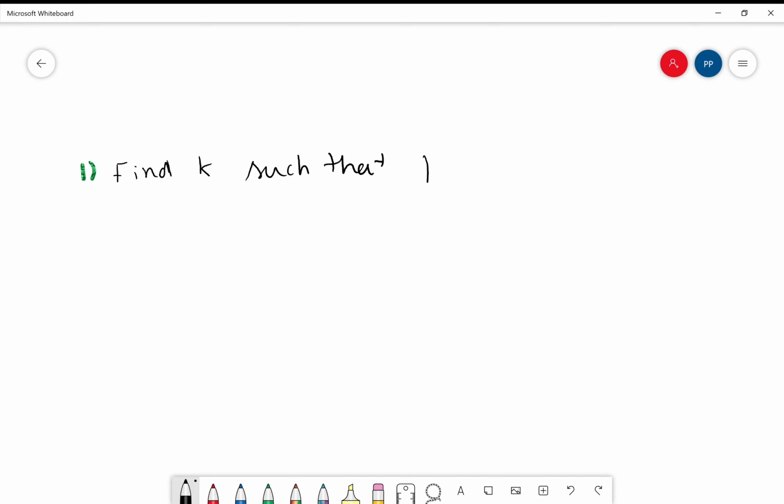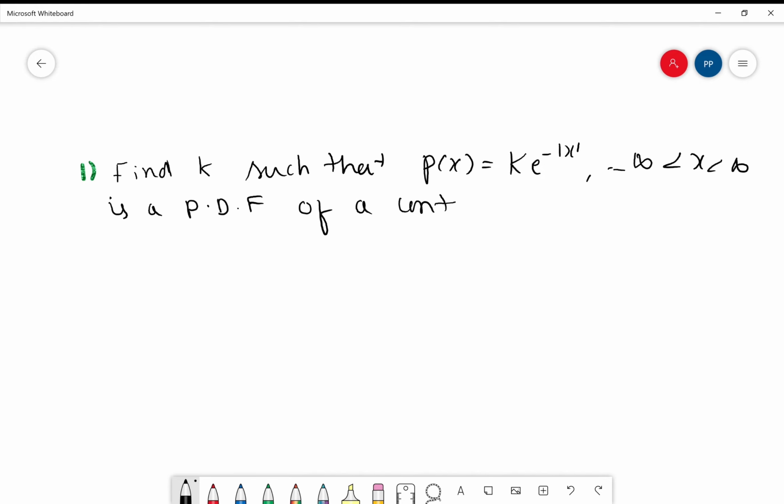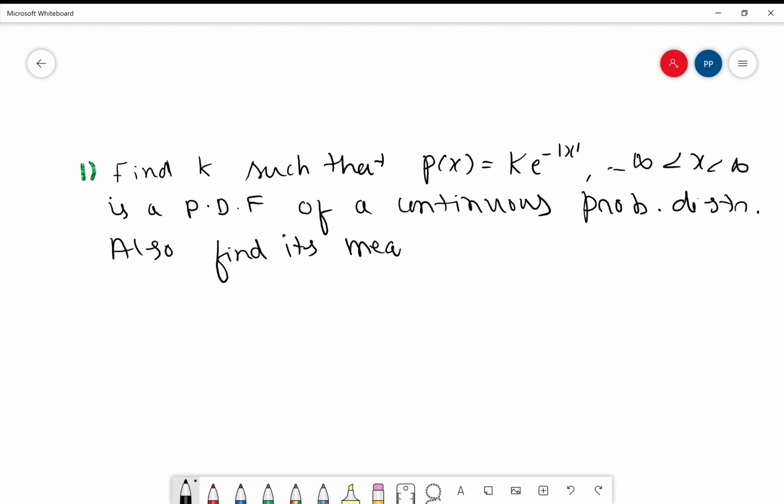Now, first problem is find k such that the function p of x equals k into e to the power of minus mod x, minus infinity less than x less than infinity, is a PDF of a continuous probability distribution. Also find its mean and standard deviation.